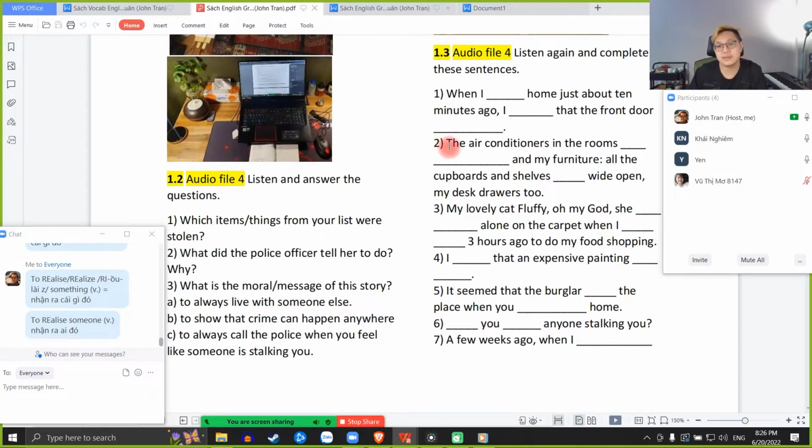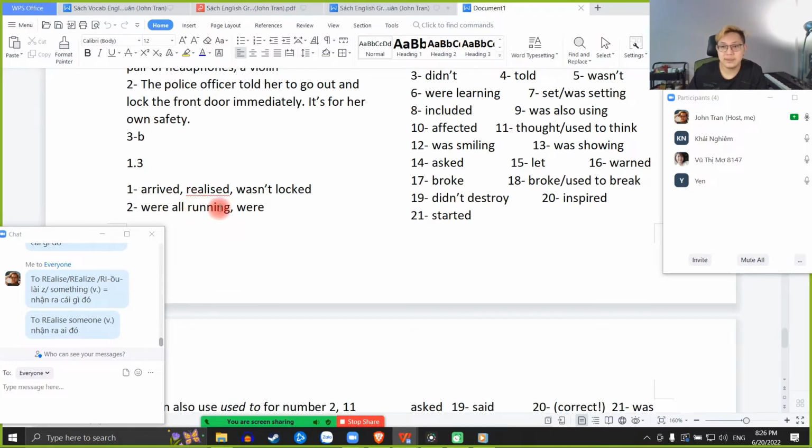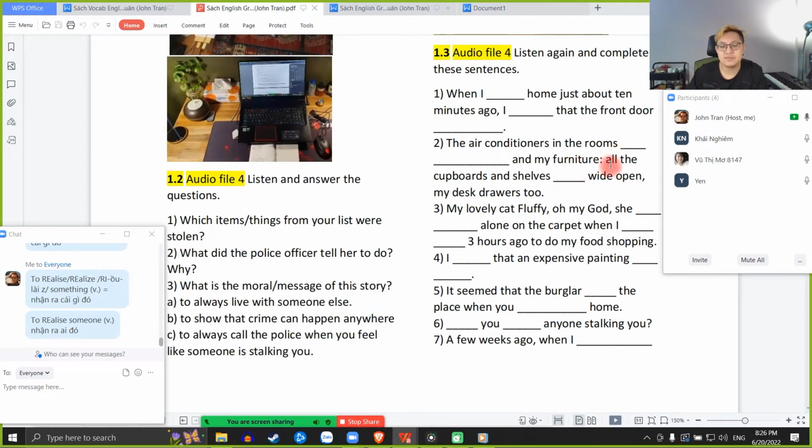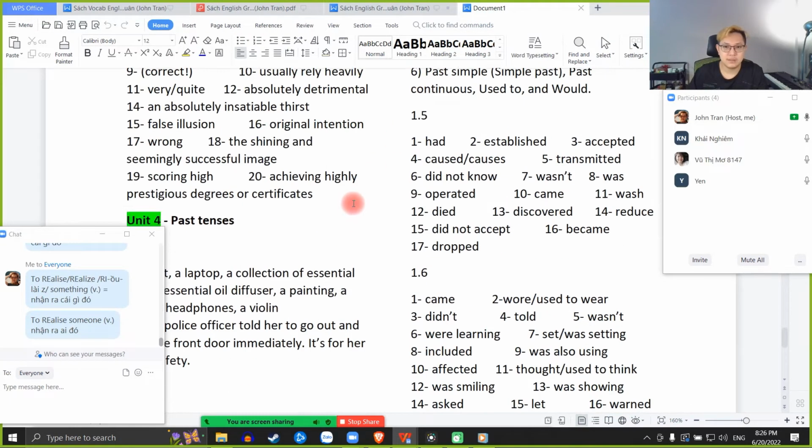Number 2. The air conditioners in the room were all running. Đều là tất cả đều đang chạy, cả mấy cái máy điều hòa đều đang chạy hả? Were all running. And my furniture, và cái nội thất của tôi, all the cupboards and shelves, tất cả mọi cái tủ và cái chạn chén và cái tủ đựng đồ, were wide open. Nó đều mở mà mở rộng ra luôn á, wide open. My desk drawers too. Mấy cái ngăn bàn của cái bàn làm việc của tôi cũng vậy nữa.